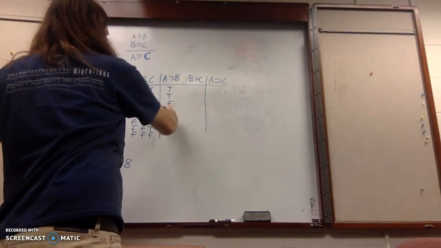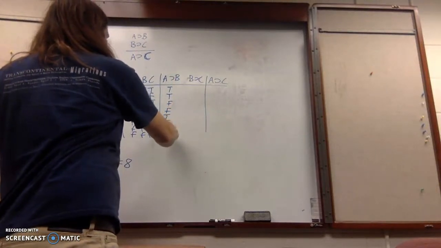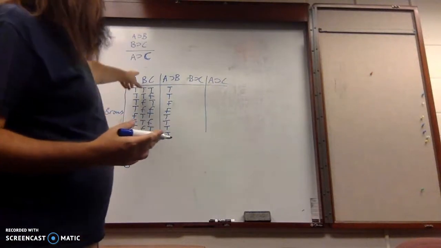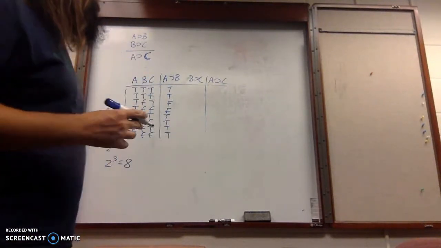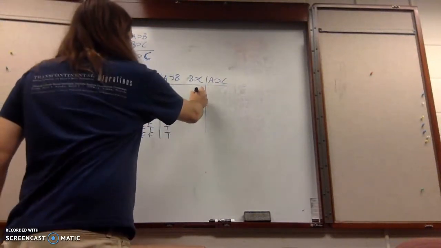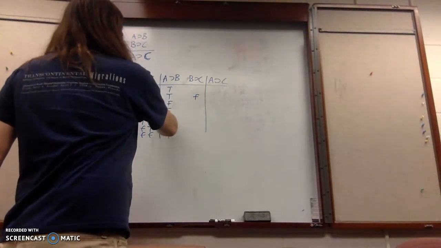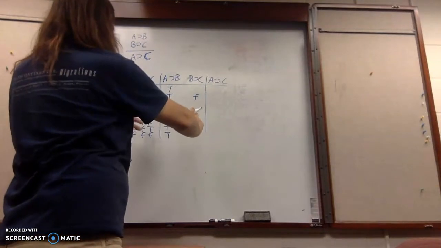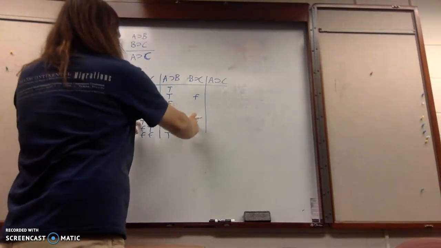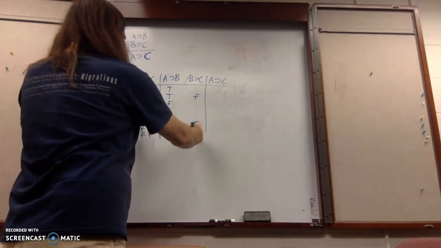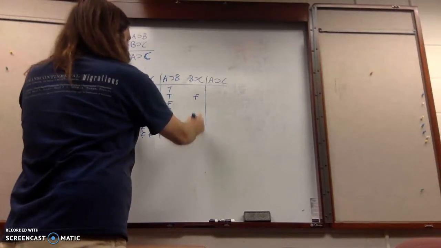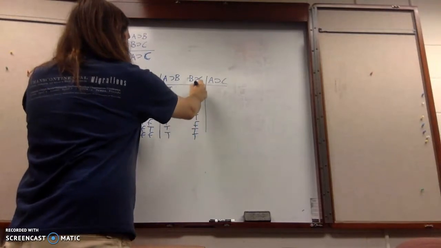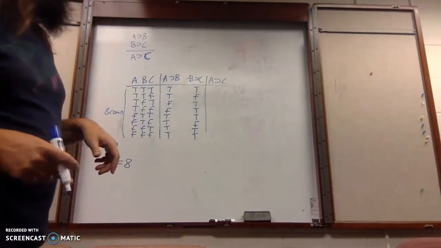True, true, true, true, true, true. If B then C is the same. When B is true and C is false, we have a false. Right? B is true and C is false, we have a false here. When B is true and C is false, we have another false here. And once again, all the others are true.